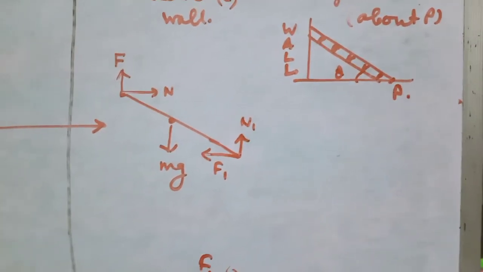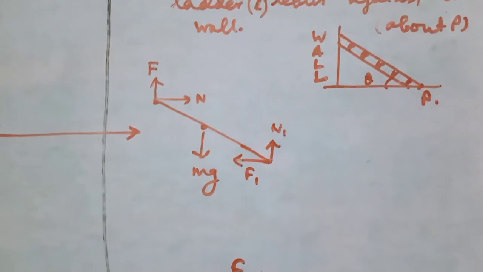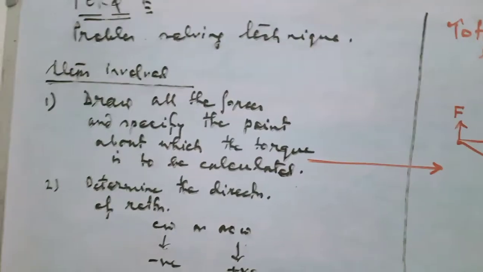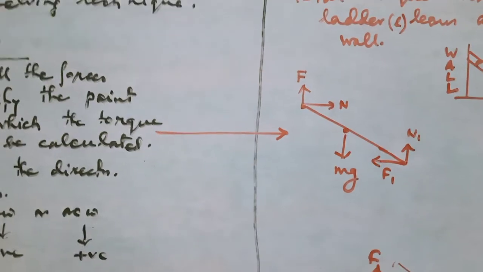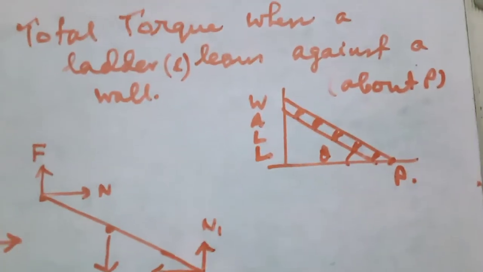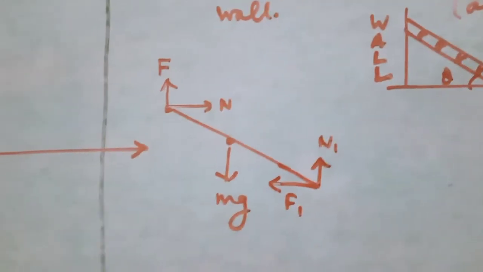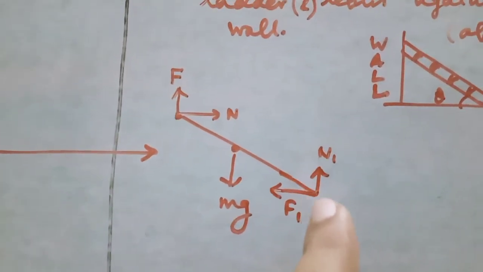So we have to calculate the total torque. What we have done is the first step: we have identified all the forces and specified the point about which the torque is to be calculated. It is given here that the torque is to be calculated about point P. So we have taken P as a fixed point.